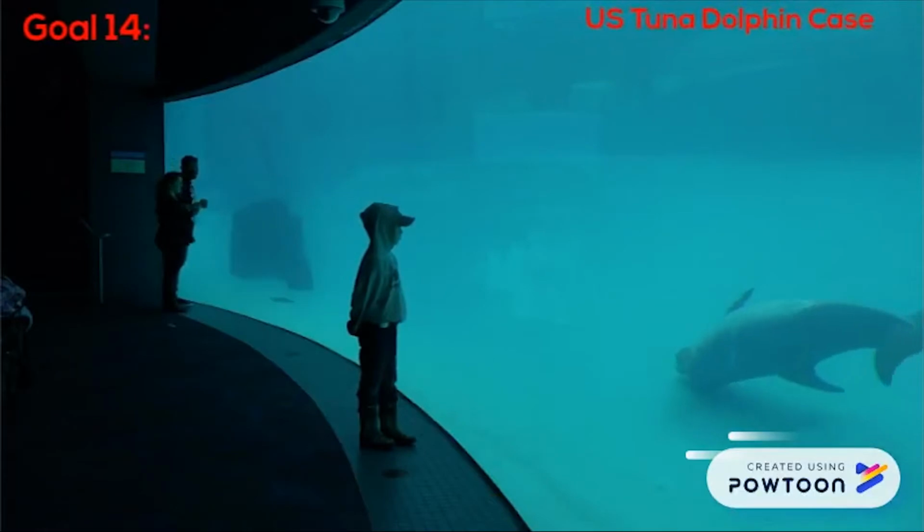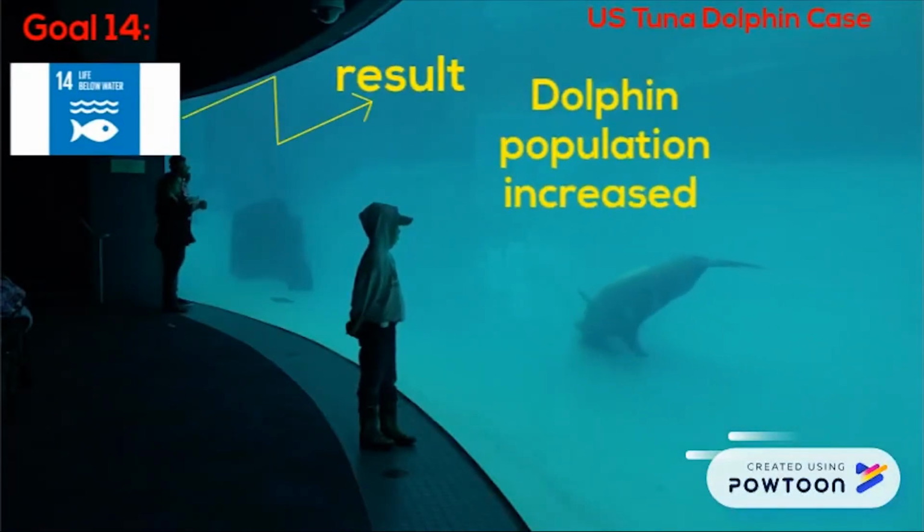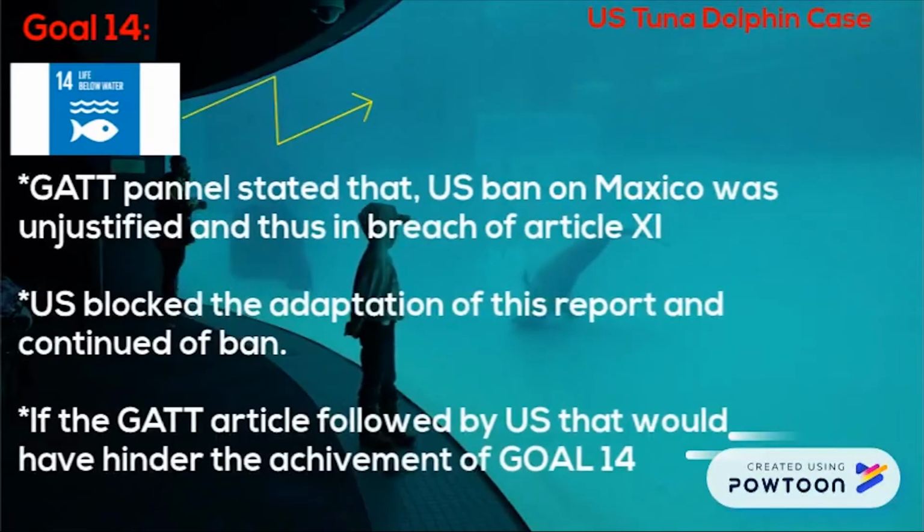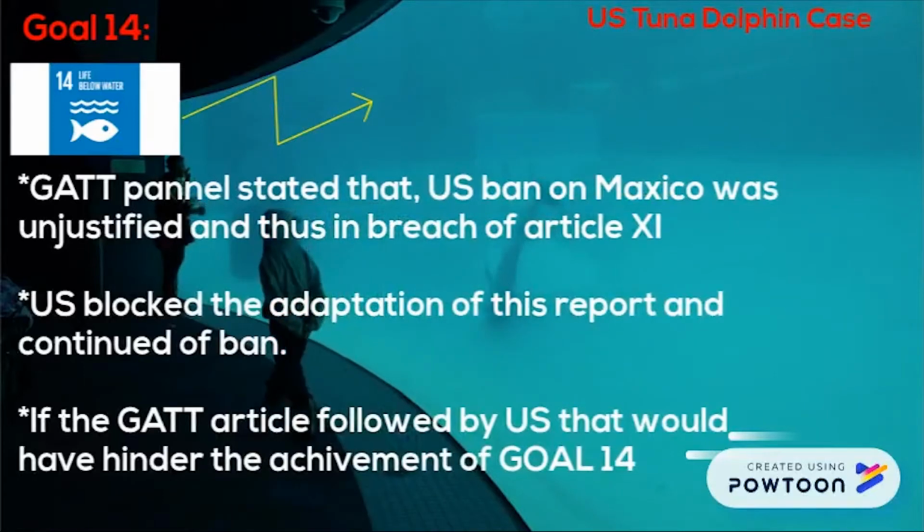The GATT panel stated that the USA ban on Mexico was unjustified and was a breach of Article number 11 of GATT. But the USA blocked the adoption of this report and continued the ban. As a result, the dolphin population increased successfully. If the GATT article had been followed by the USA, it would have hindered the achievement of Goal 14.